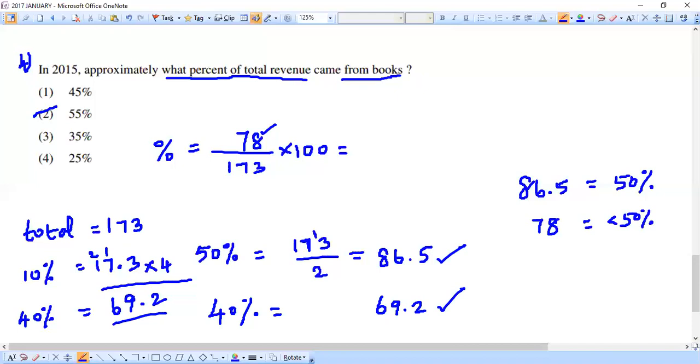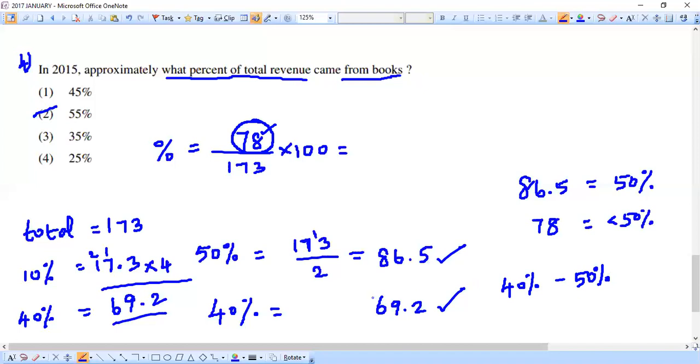Now from these two pieces itself, we can very easily say, we just calculated that 40% of our number is 69.2, and we have already calculated that 50% of our number is going to be 86.5. So our number 78 is definitely somewhere between these two numbers, I mean 86 and 69. So definitely the percentage answer has to be somewhere between 40% and 50%. To be more precise, our answer has to be more than 40% and less than 50%.